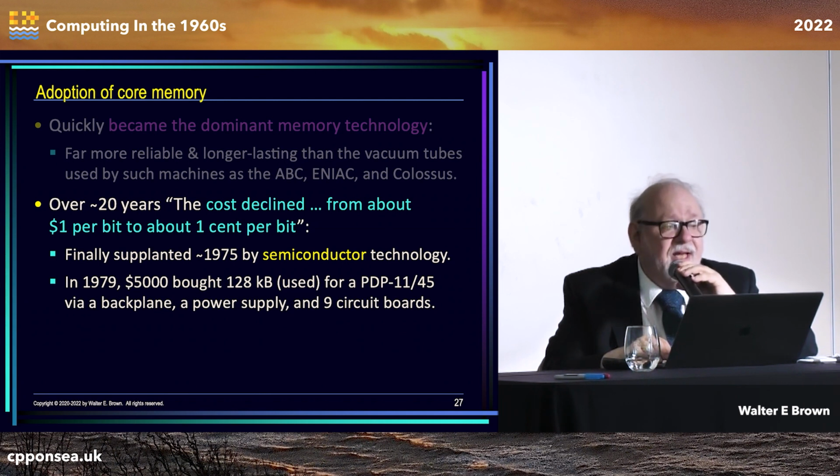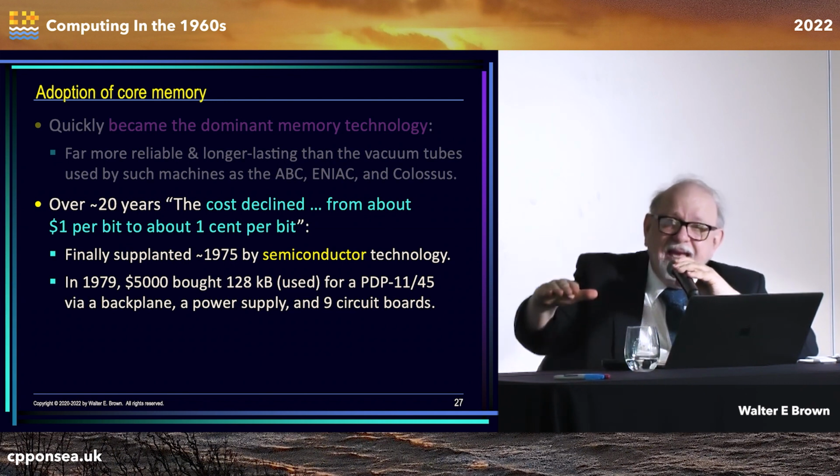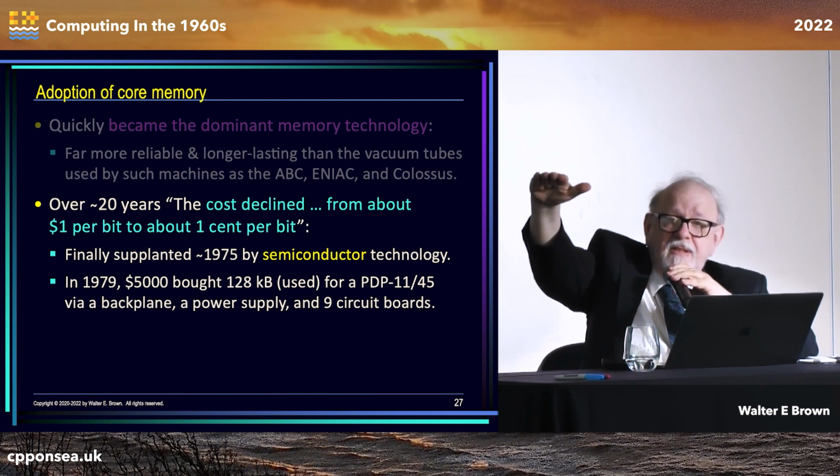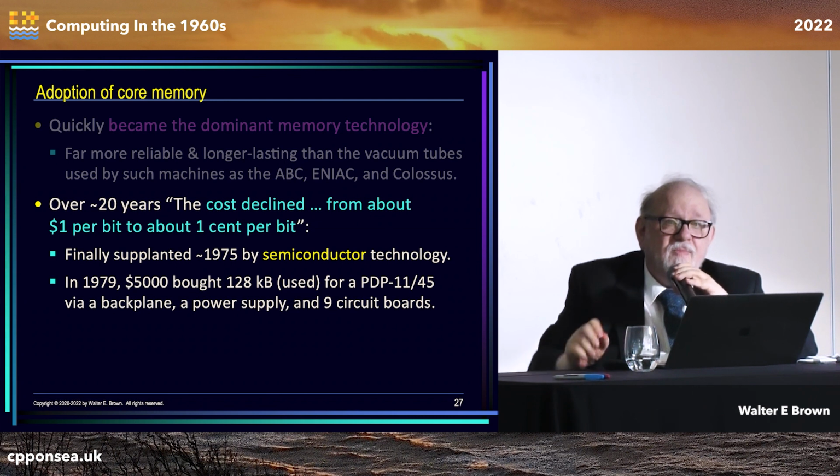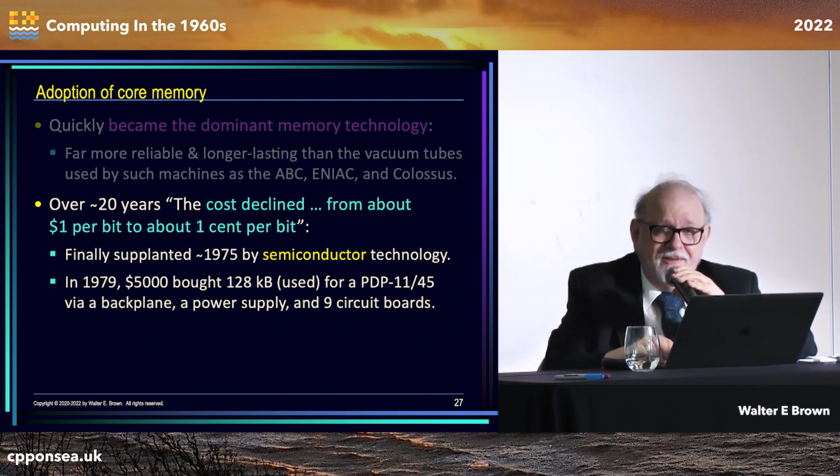As late as 1979, I remember paying $5,000 for 128K, yes, K, of memory for a PDP 1145. And what I got for $5,000 was a back plane with space for 9 circuit boards, each of which, 8 of them were roughly this high from the table, and one, which was the parity circuitry, was only about this high. And I got a separate power supply for that back plane, and of course the circuit boards. $5,000 used.